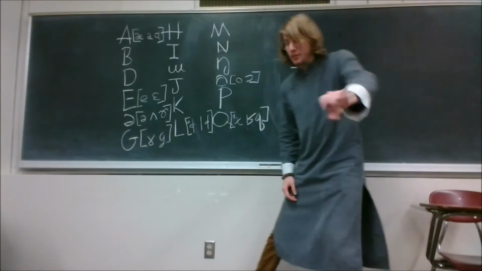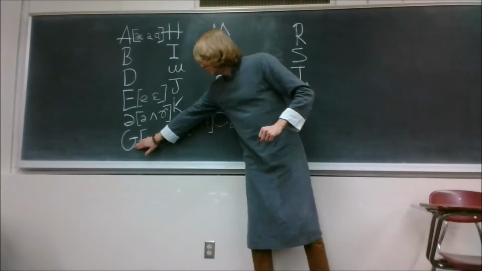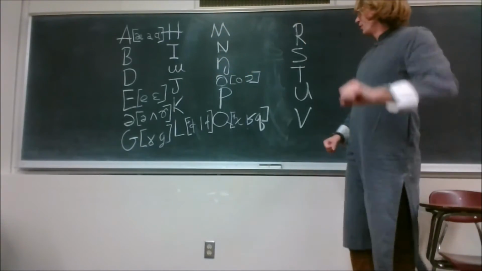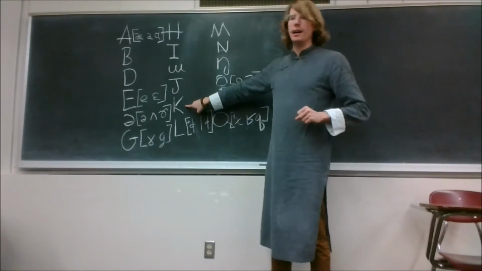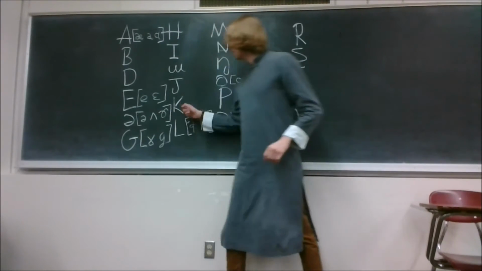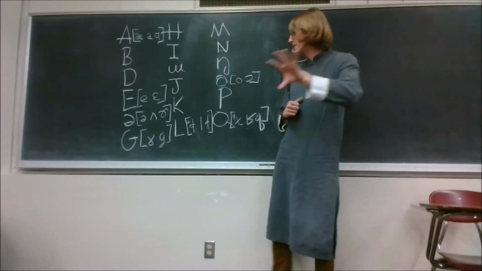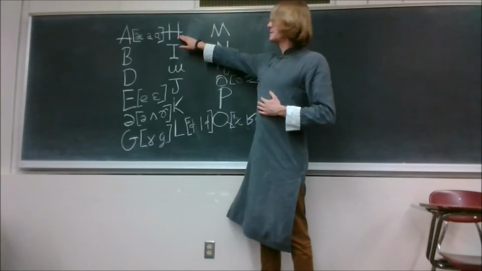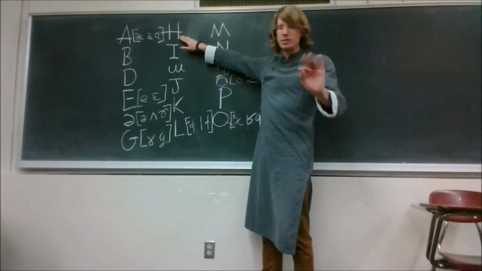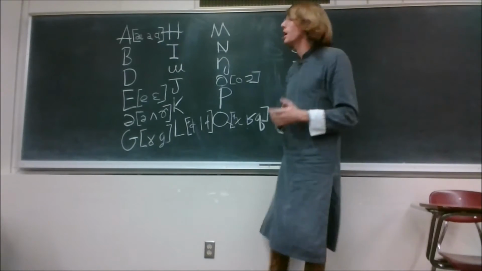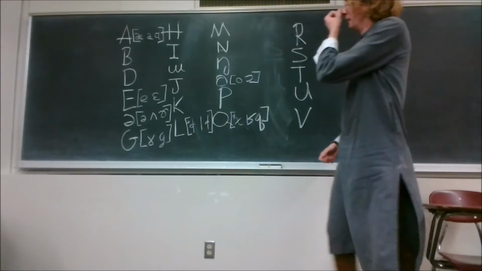G. Now, on the other hand, G is an allophone of K. So remember, G and K are really just the same sound depending where in the word it is. This is the same as our H sound in English. So, H, not too strong.